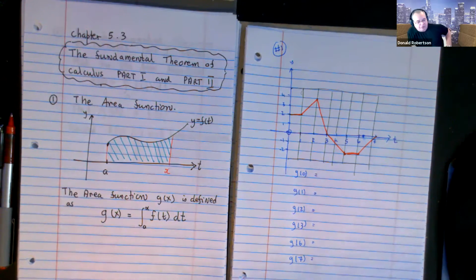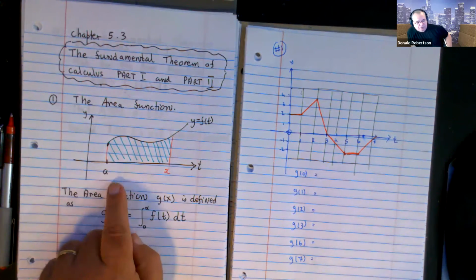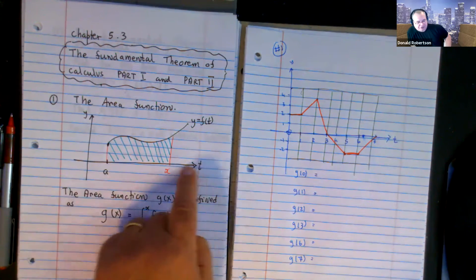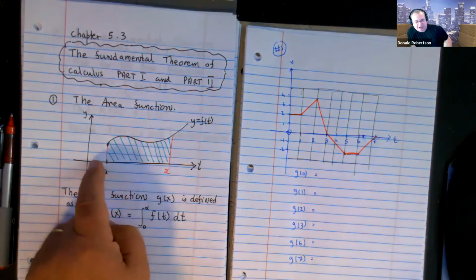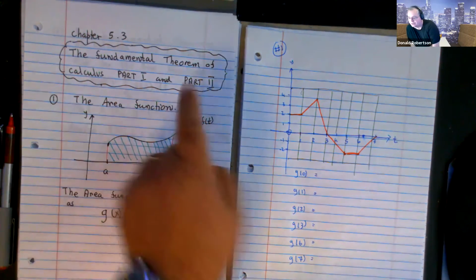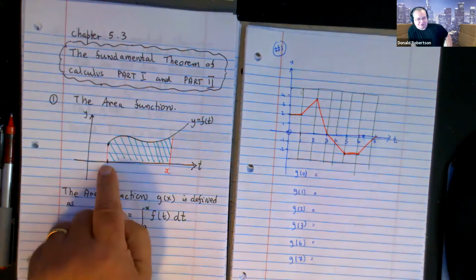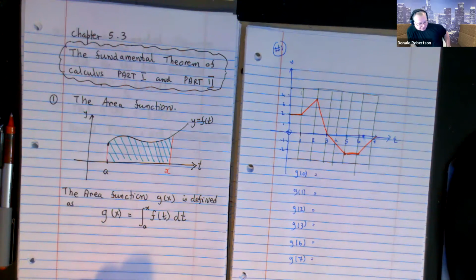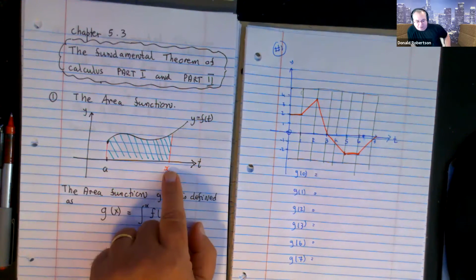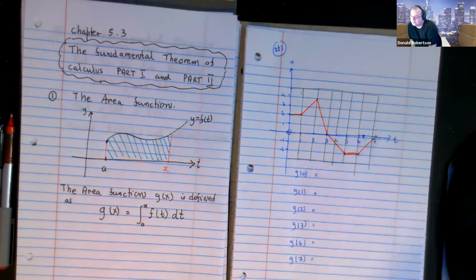So here's a guy that's new. It's called the area function. Notice this axis is called the t-axis. So you have a function y equals f of t, like y equals t squared or something. And you have an arbitrary number, we'll call it a, could be 0, could be any number. The area function is simply defined as the area under the curve starting at a and finishing at some variable x, some value x. So can you see that g of x is actually going to be a function of x? Does that make sense?